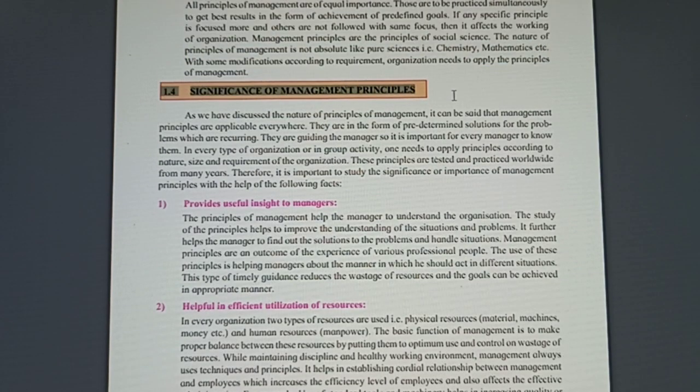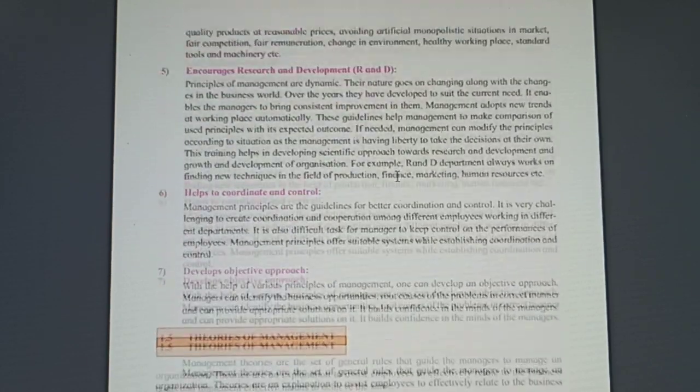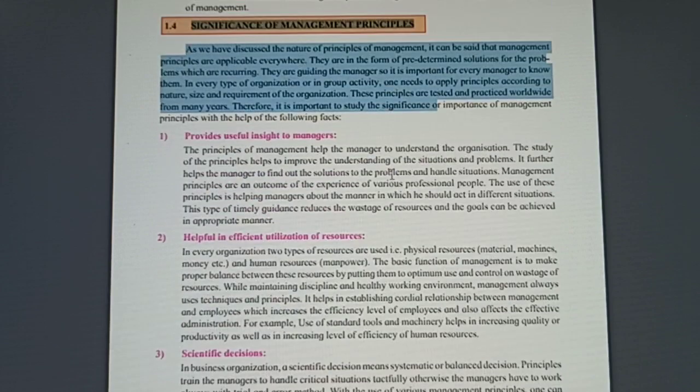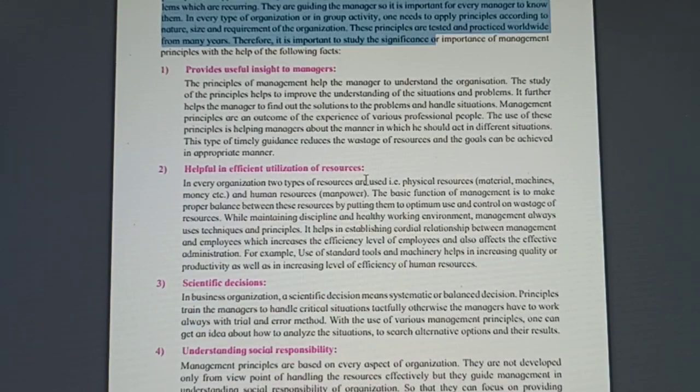Second short note here is significance of management principles. Significance का दूसरा नाम होता है importance. This question can come as importance of management principles or, as it is given here, significance of management principles. So here we are going to see what importance these management principles give to our organization. Here also there are 7 listed points. Here also you can do any 5.